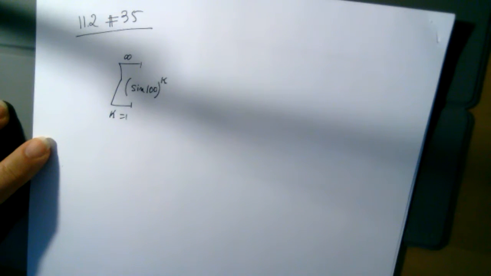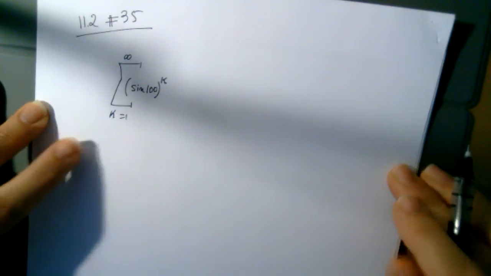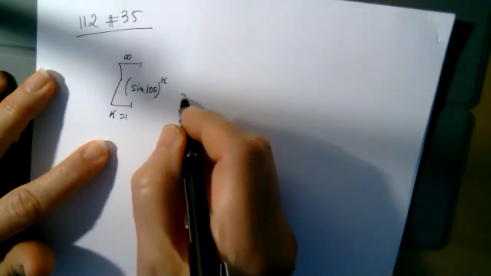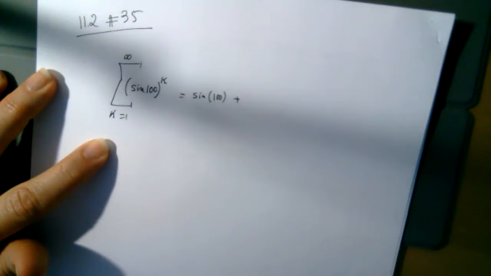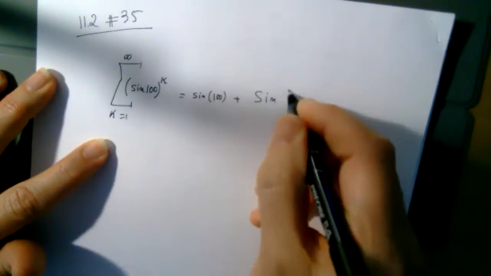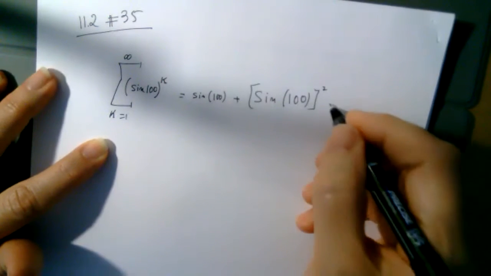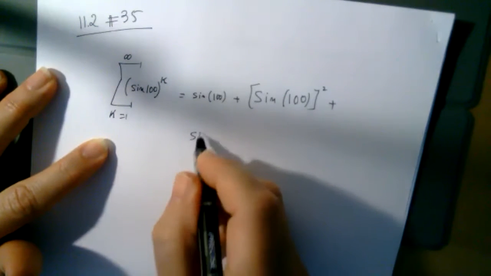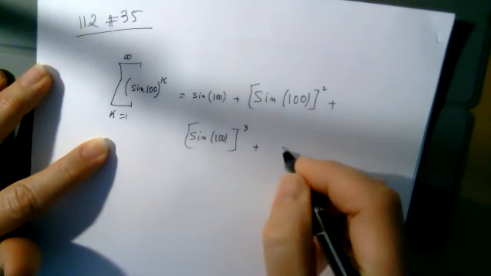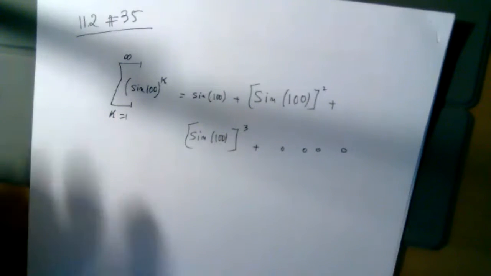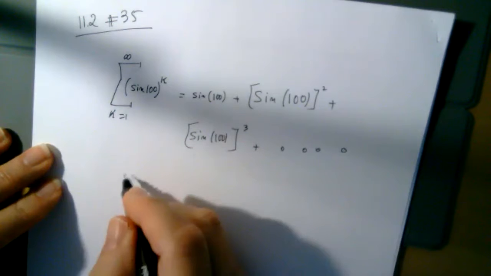It's geometric. Is she correct? Let's write up a few terms. Don't let the sine 100 get in the way. So this is the sine of 100 plus, sorry, I'll write bigger, sine of 100 squared plus the sine of 100 to the power 3 plus, etc. So this is definitely a geometric series. So Laura is absolutely correct. That's geometric.